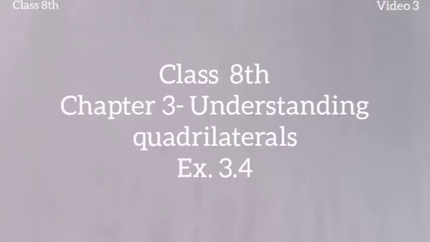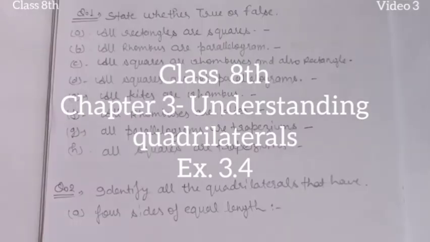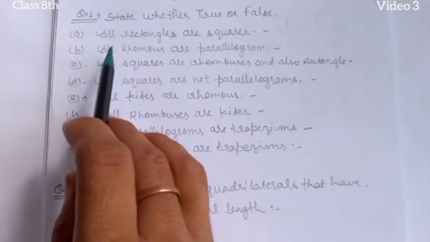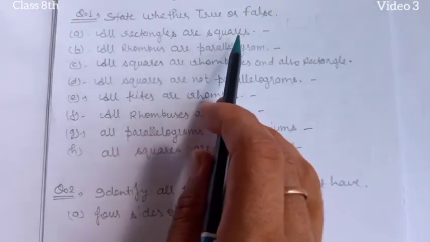Students, it is the third video of today's session. In the previous video we did some questions of examples. Now we'll start exercise 3.4. So question number 1, state whether true or false. A part, all rectangles are squares.